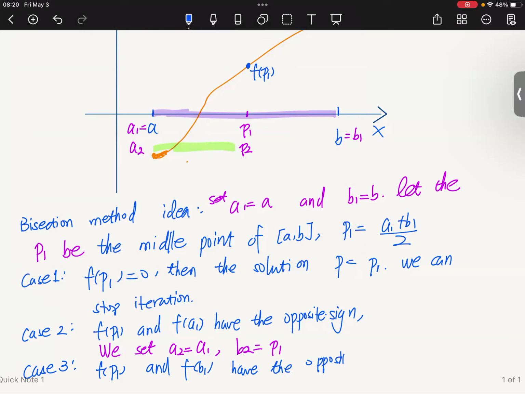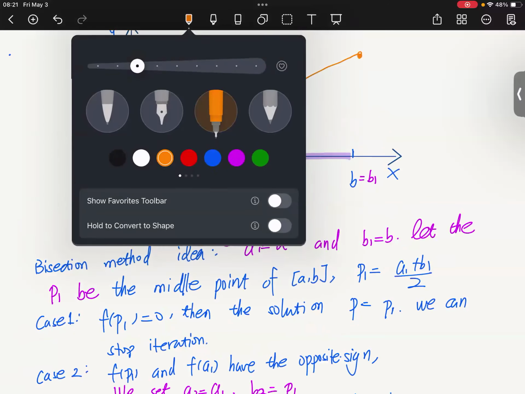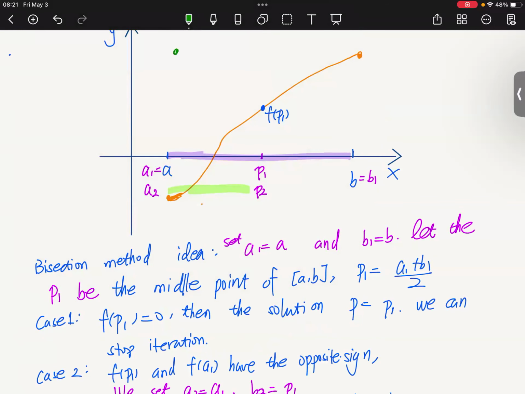And then we are going to do the opposite things. If you have a function that looks like this, let's say we have a green function, this is another function, f(x). When you get the middle point, P1, you will find out that f(P1) and f(B1) have the opposite sign. Now we can determine that the solution is located in a smaller interval, and that smaller interval is P1 and B1 instead of A1 and P1.